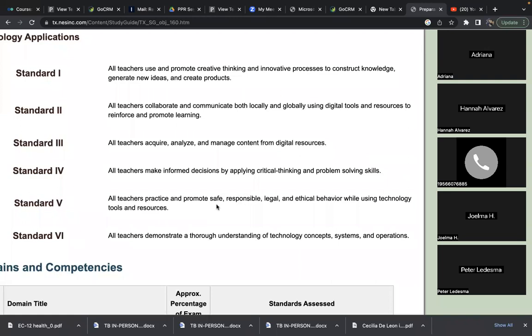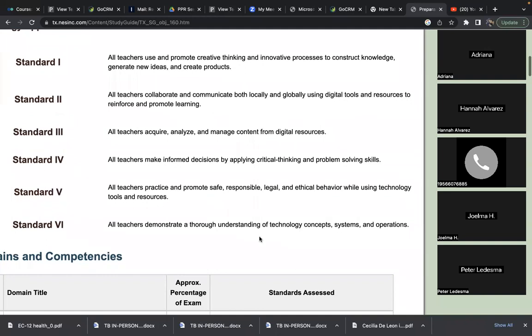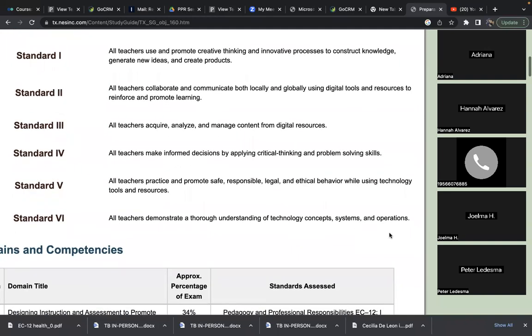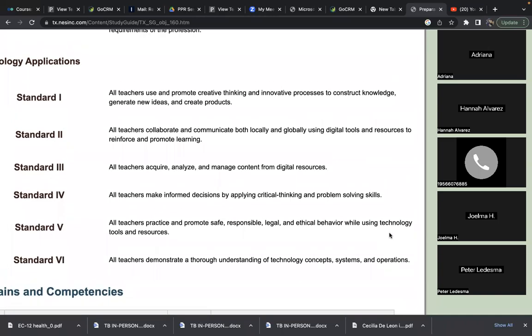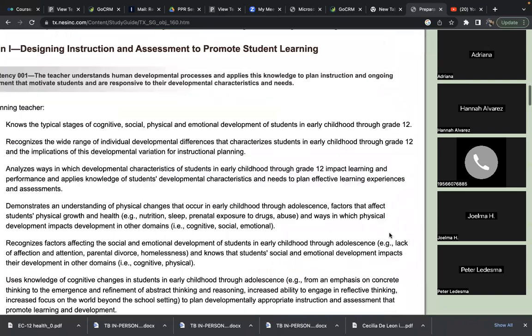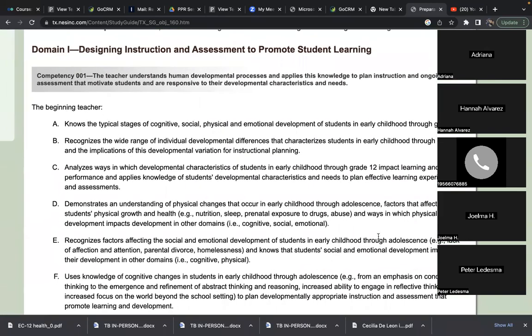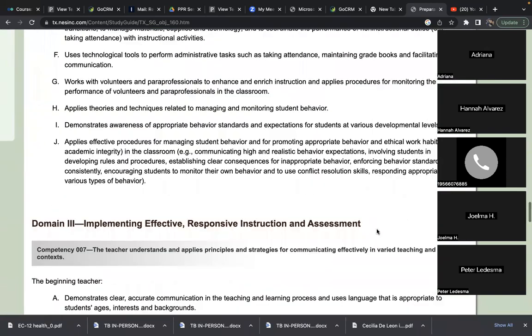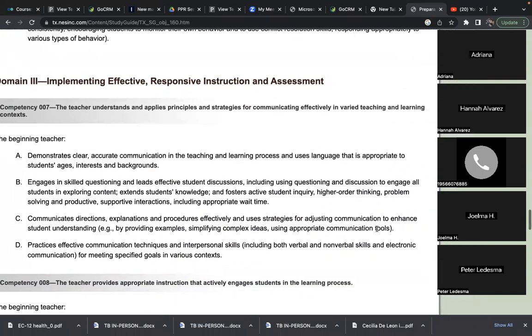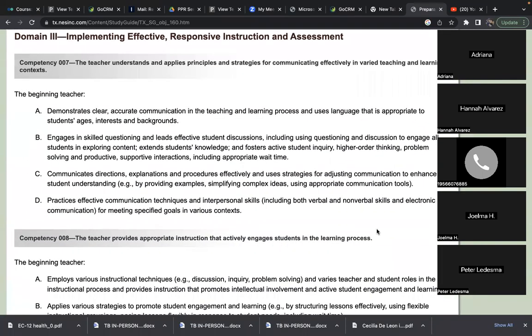Promoting safe, responsible behavior, even in a digital sense, and understanding technology concepts, systems, and operations, like what sort of things are output devices, what sort of things are input devices. All of that in domain 3. And we're going to go to domain 3 quickly and take a look at the overview and then the specifics.